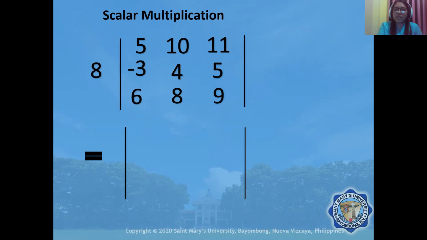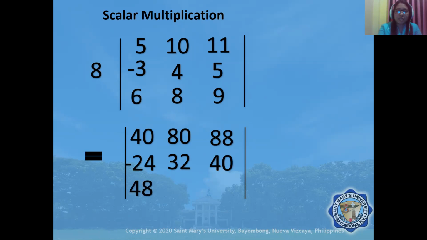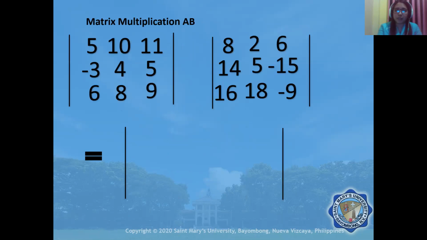Okay, how about scalar multiplication? Let our scalar value be equal to 8. Multiplying it to A, 8A is equal to, we just multiply this to each of the values in our matrix. So 8 times 5 is 40, 8 times 10 is 80, 8 times 11 is 88, 8 times a negative 3 is a negative 24, 8 times 4 is 32, 8 times 5 is 40, 8 times 6 is 48, 8 times 8 is 64, 8 times 9 is equal to 72.